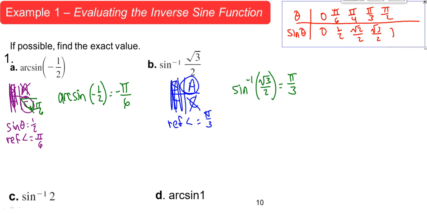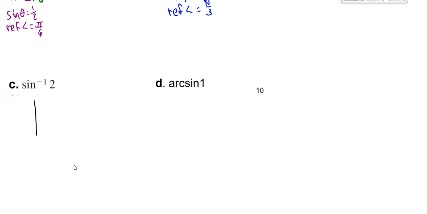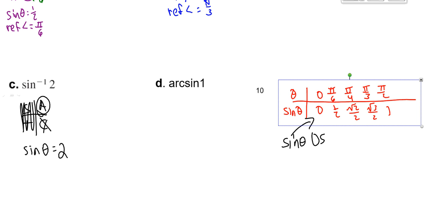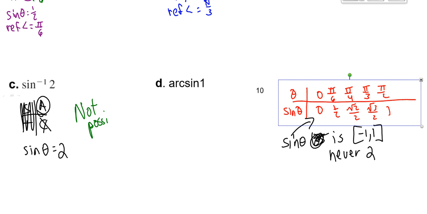Then for the next one, the inverse sine of 2, again, it's positive, so we're going to be up there. And so we're looking for when sine theta is equal to 2. Well, let's look at our table. Remember that sine theta oscillates between -1 and 1, so it is never 2, so that is not possible.